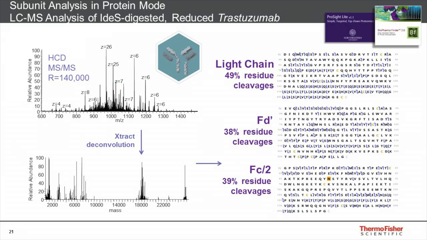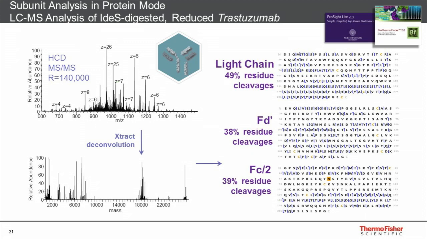So when we were doing this initially, we've been using ProSight Lite. This is freeware. It comes out of the Kelleher lab at Northwestern University. And this has been incredibly powerful for allowing us to basically compare these mass domain fragment maps, and map them to the actual sequences of the subunits. So this has been a cooperation of using this freeware with our BioPharma Finder software.